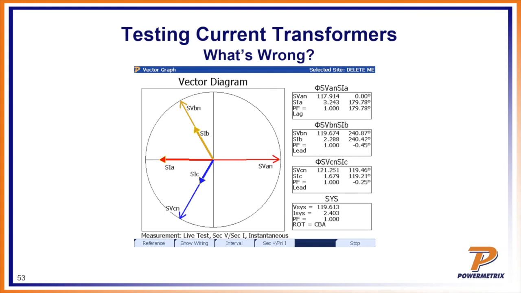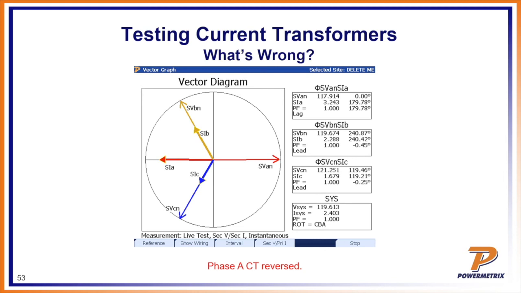This one's fairly easy to see. Just looking at my vector diagram, what do we think is going on here? Phase A CT is reversed. So what happened was probably on the secondary, I think, on this one. The primary came in correctly, but when they were wiring up the meter can itself, the secondary side was swapped. So that's why you have a 180 phase reversal.